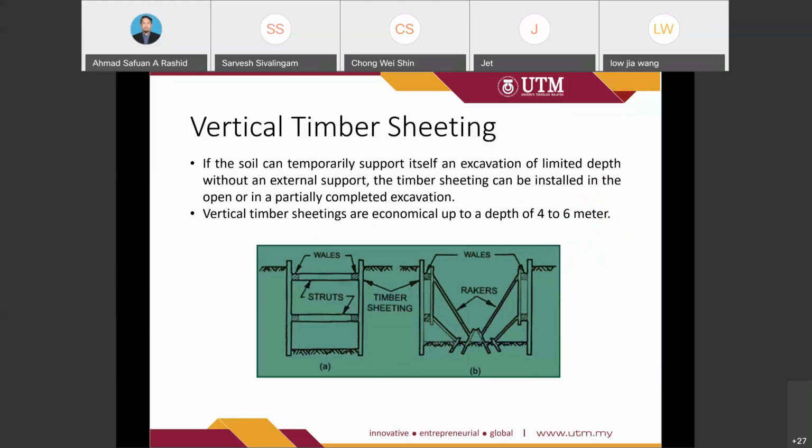If the soil can temporarily support itself in an excavation of limited depth without external support, the timber sheeting can be installed in the open or in a partially complete excavation. Vertical timber sheeting is economical up to a depth of 4 to 6 meters. So it is suggested that if we want to use the timber sheeting method, we can go up to 4 to 6 meters in height.